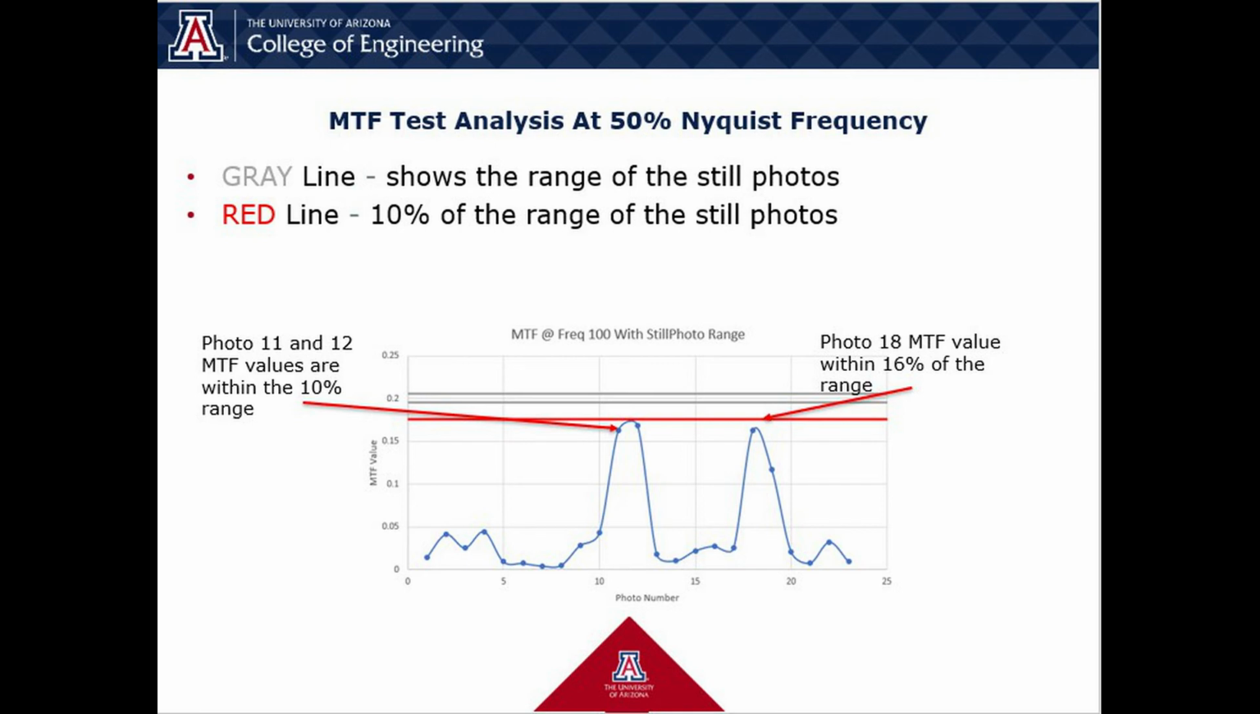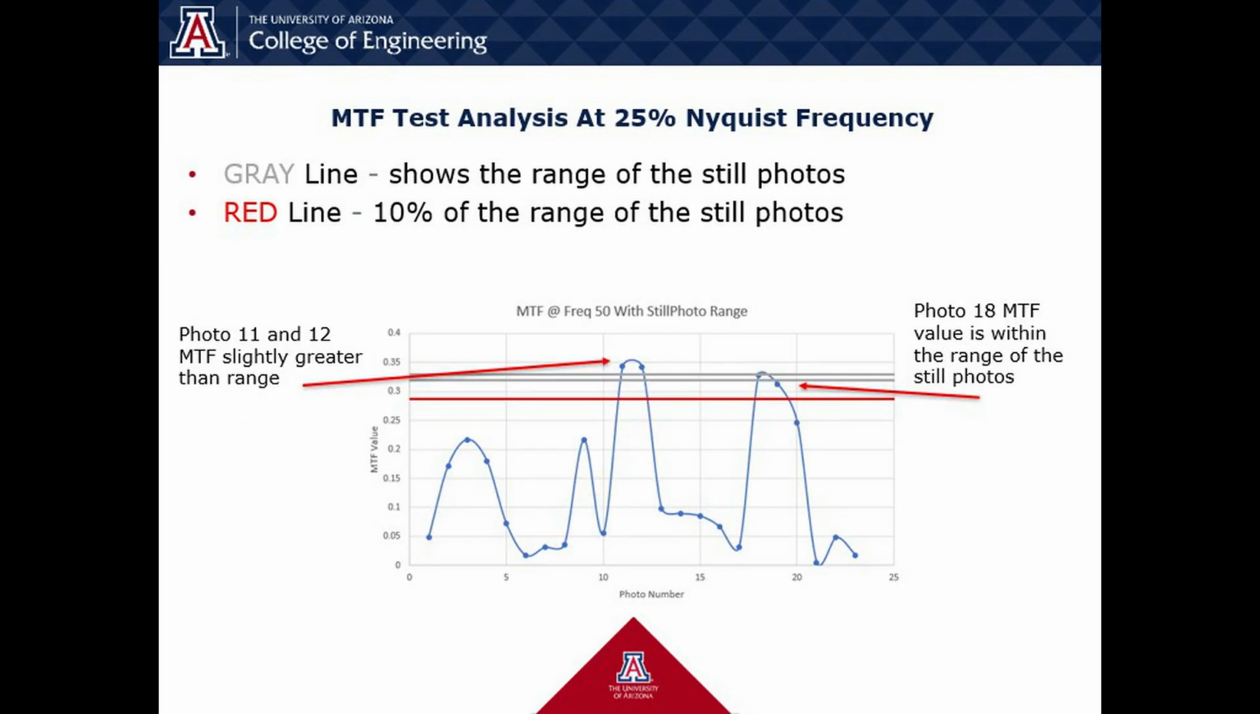This graph shows the MTF values for the photos at 50% Nyquist frequency. We now see the 2 peaks that we expected to see previously. Photo 18 does not fit within the 10% range, but is within 16%. This graph shows the MTF values for the photos at 25% Nyquist frequency. We still see 2 peaks, but now the values are within the range of the still photo or are greater than the range. These graphs help us understand that the FMBC system does correct for motion blur within 10% of a quality photo.